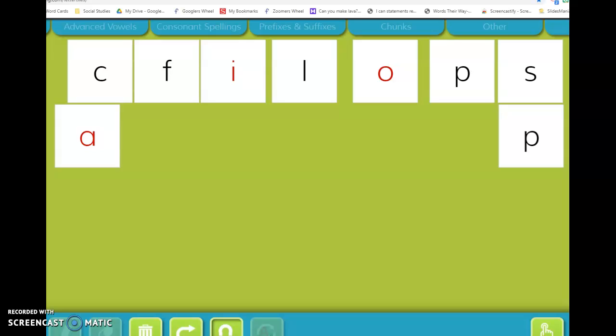Hi boys and girls, today we're going to word build with sequence J1 and you need your letters A, C, F, I, L, O, P, P, S. We're going to get started.